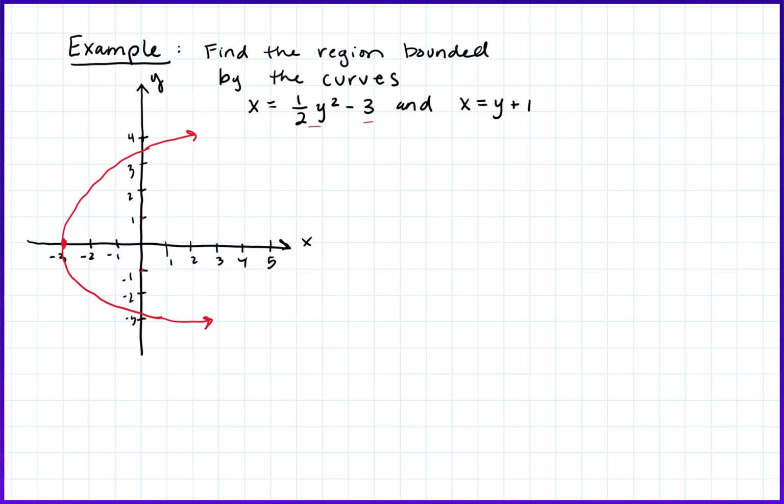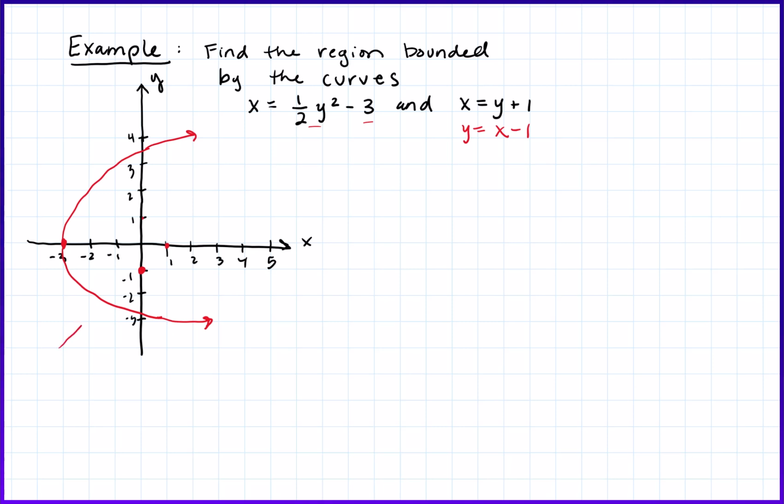x equals y plus 1, well, that is a line. That's a linear equation. It's a little harder to graph in this form, x equals y plus 1. We're used to graphing in y equals mx plus b. So if I just solve for y in this case, that would just be y equals x minus 1. I also shifted things around. So y equals x minus 1.